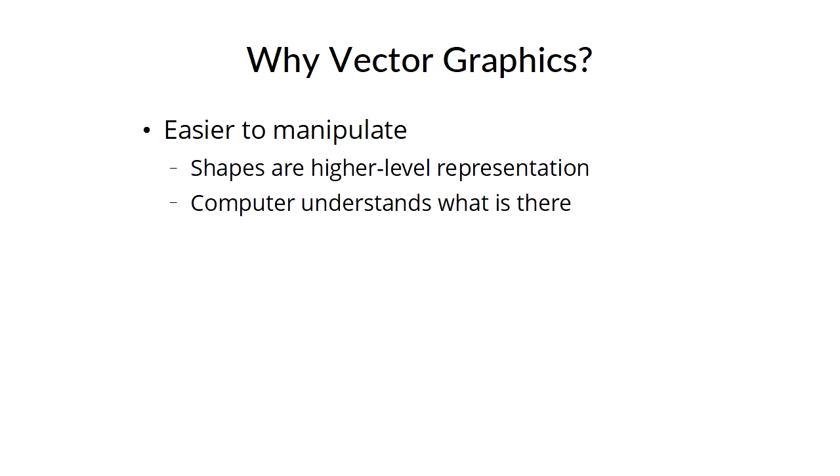For example, suppose you draw an OK button. If the computer knows about the text on the button, then you can easily change the text to something else and make a cancel button, for example. If the button were just pixels, you couldn't do that.